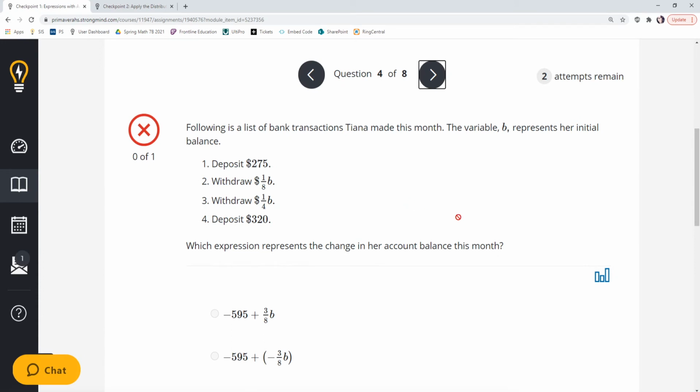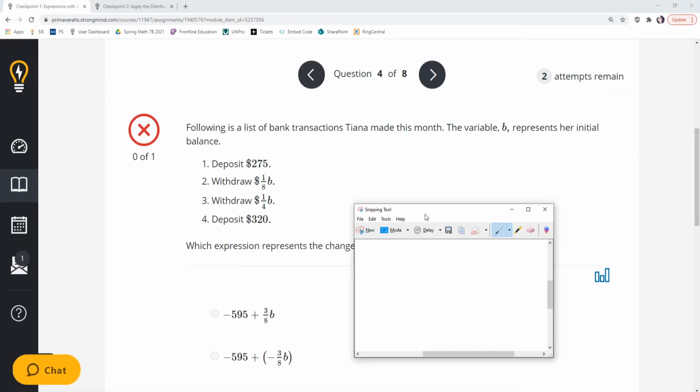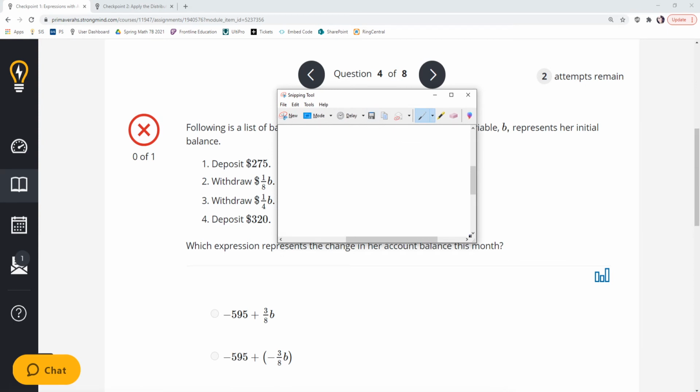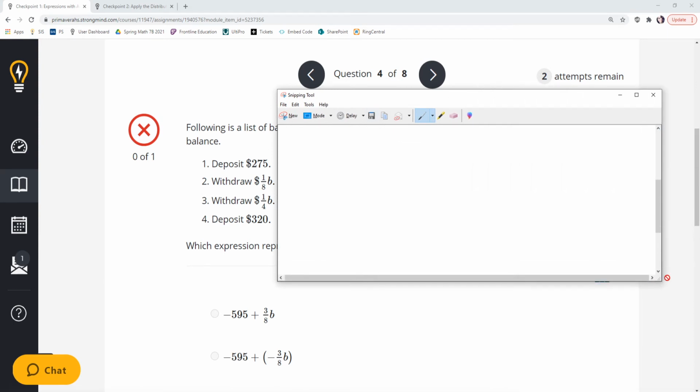All right, next one. So this is very similar to the one that we just did, except instead of a football field, we're talking about Tiana's bank account. Okay, so she's either depositing or withdrawing money. And we want to know which expression represents the change in her bank account for this month. So I'm going to do this one the same exact way we did the other one. The first thing we need to determine is which one of depositing and withdrawing represents a positive and which one is a negative.